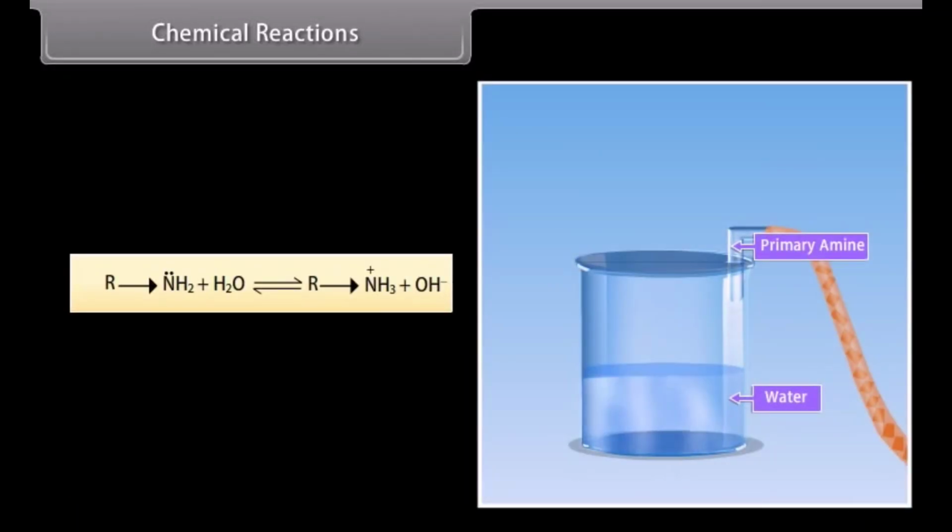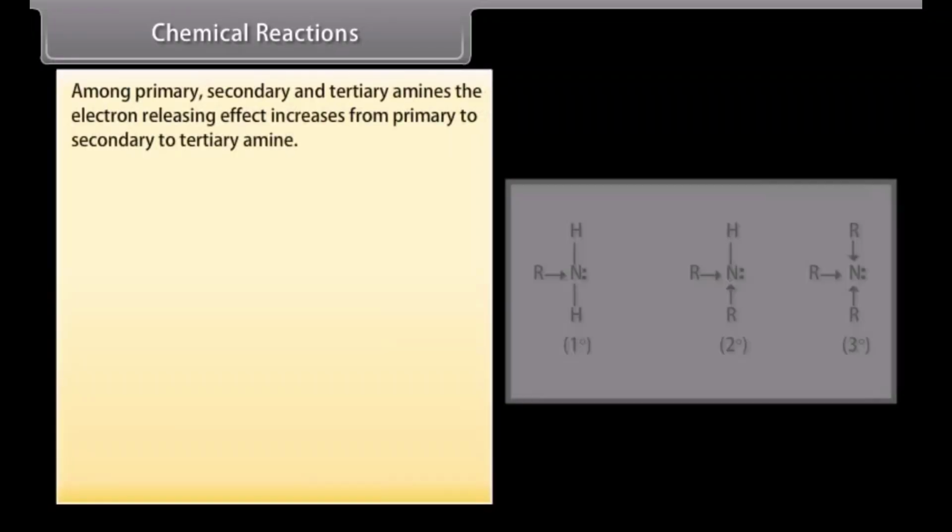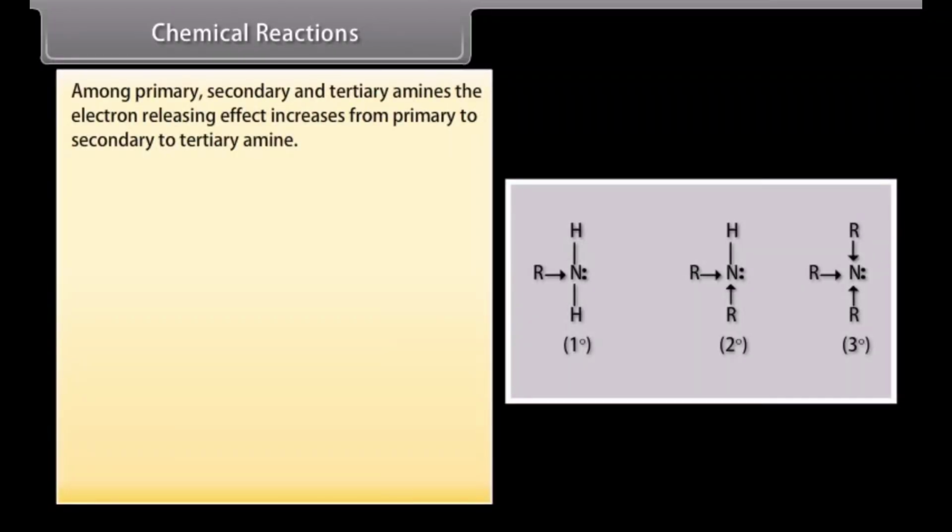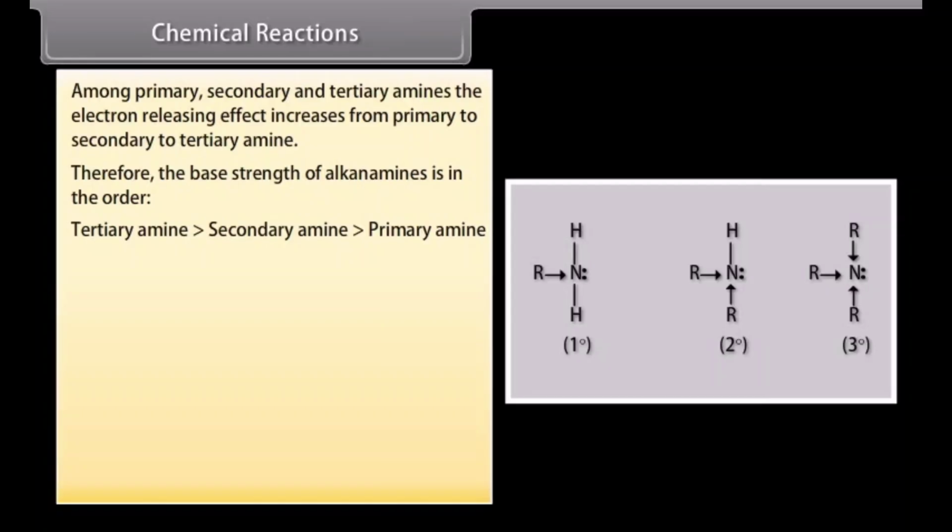Amines can easily be protonated by water in their aqueous solutions. Among primary, secondary and tertiary amines, the electron releasing effect increases from primary to secondary to tertiary amine. Therefore, the base strength of alkanamines is in the order tertiary amine, followed by secondary amine, followed by primary amine. This order of basic character of alkanamines is true in the gas phase.